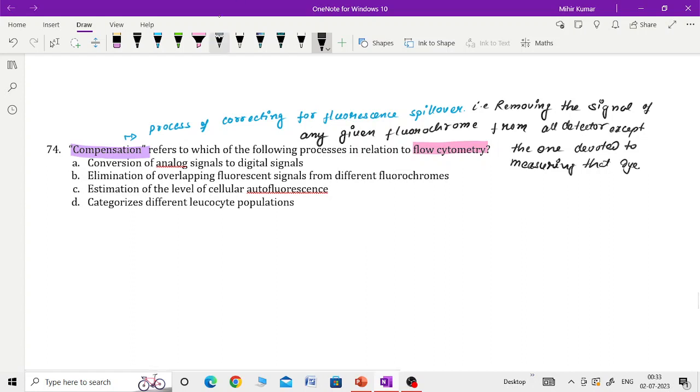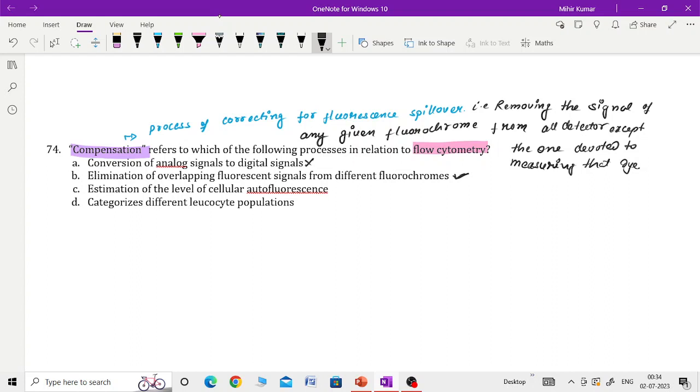When we read the options, conversion of analog signal to digital signal is not correct. Elimination of overlapping fluorescent signal from different fluorochromes is the correct answer. The elimination of the overlapping. What is the problem when different detectors detect the same signal?